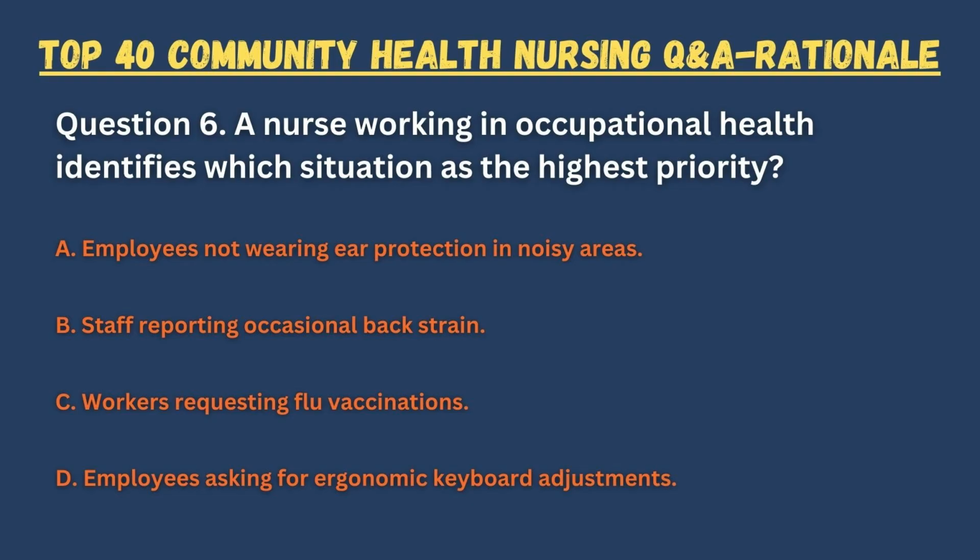Question 6. A nurse working in occupational health identifies which situation as the highest priority? A. Employees not wearing ear protection in noisy areas. B. Staff reporting occasional back strain. C. Workers requesting flu vaccinations. D. Employees asking for ergonomic keyboard adjustments.